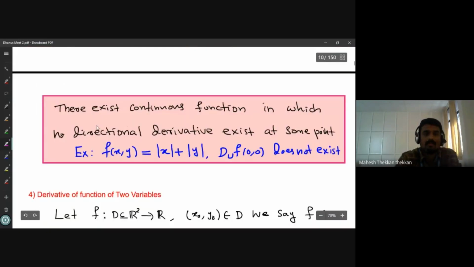So all the directional derivatives exist, but that does not imply the function is continuous. And the other question I can ask is whether a continuous function always has a directional derivative, or there exists a continuous function in which no directional derivative exists at some point. This is the example for this. This is a continuous function, but its directional derivative does not exist. So this also we have seen.